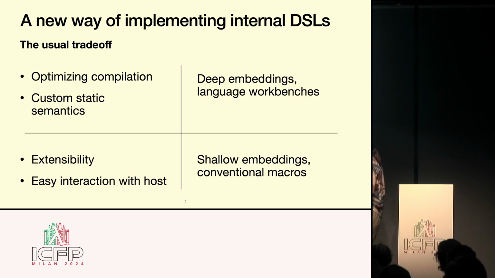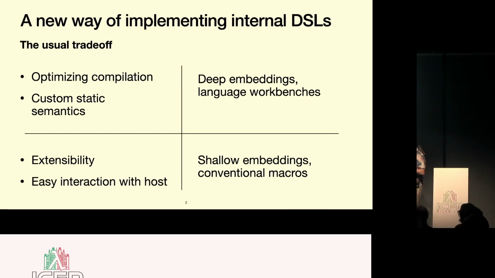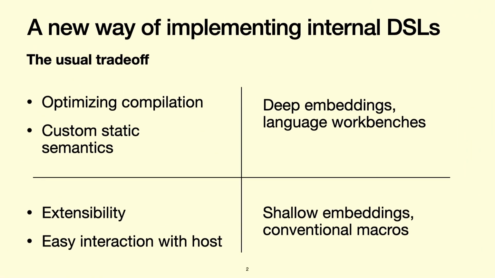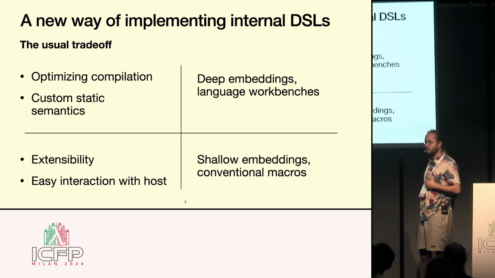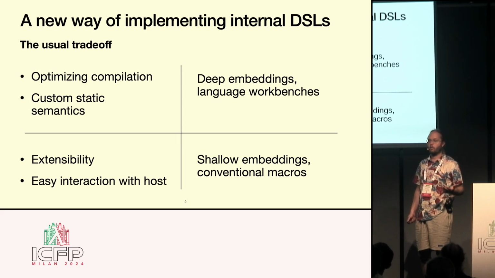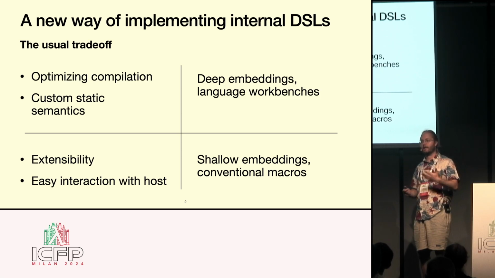So if these four on the left are our desiderata, if we want to create a DSL that has an optimizing compiler and maybe has a custom static semantics, something that we can't embed in the host language static semantics, then the straightforward way to do that is usually to use a deep embedding or maybe an external DSL or a language workbench to help us implement our DSL.